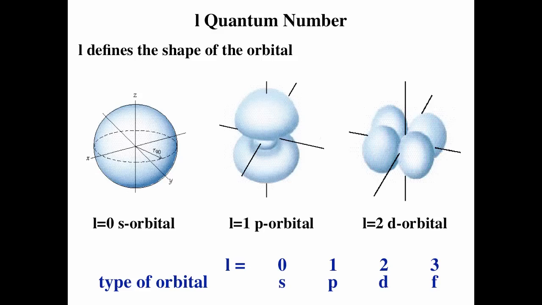And so l equals 0 corresponds to s, which is spherical. Again, l gives you the shape of the orbital. l equals 1 corresponds to p. l equals 2 corresponds to d, which is the double dumbbell shape. l equals 3 gives you an f, which is a little bit more complicated shape.